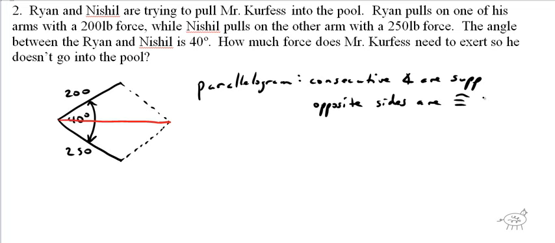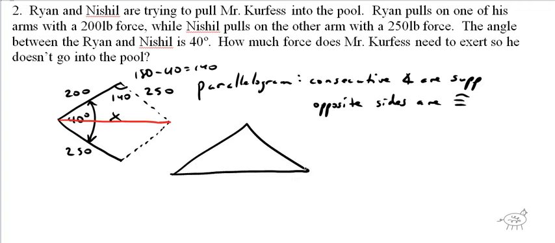What I'm trying to do here, math fans, is get one triangle, since we're in the triangle chapter. Do you agree this is 250? So this is also 250, because opposite sides are congruent. If that's 40 degrees, do you agree that this angle right here is 180 minus 40, which is 140? And I'm looking for x. I have enough information now. Here's the picture: this is 200, this is 250, this is 140 degrees.